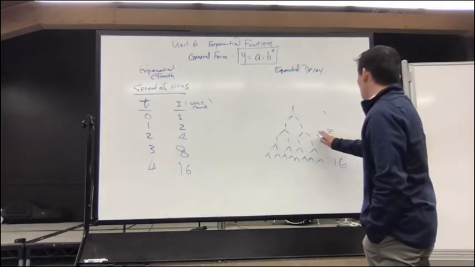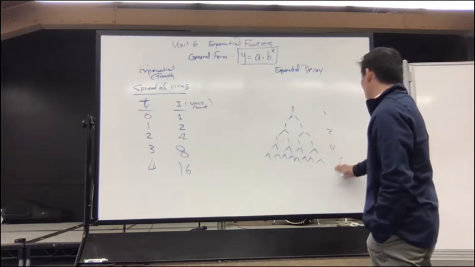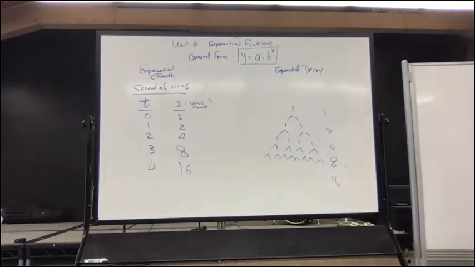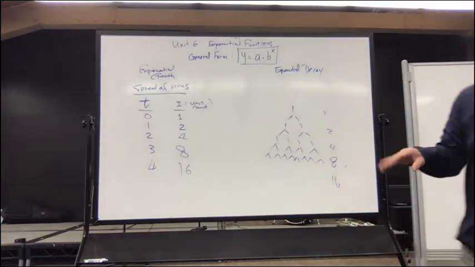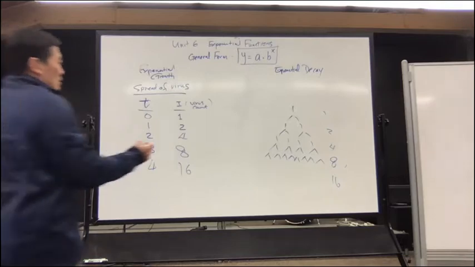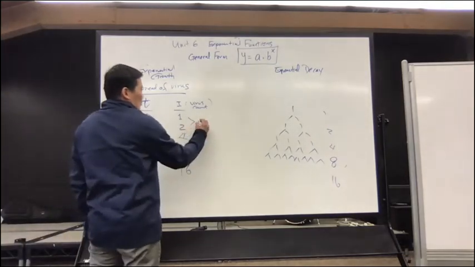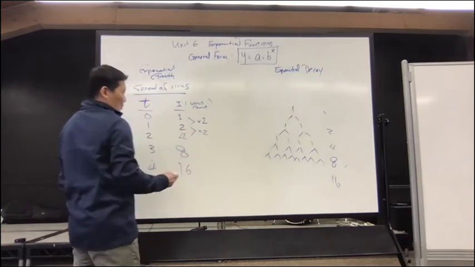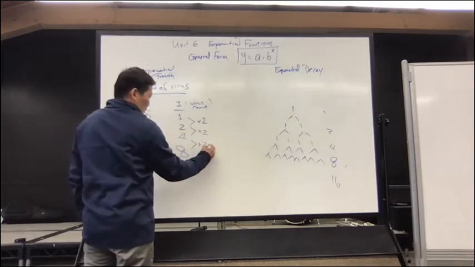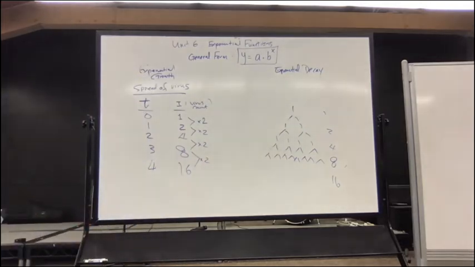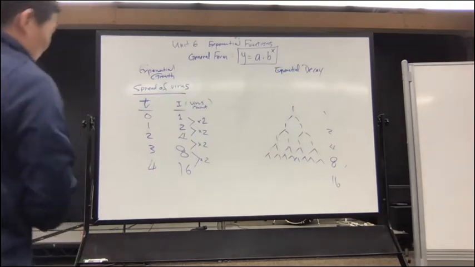1, 2, 4, 8, and then 16. Right? So it's a spread, and it's an exponential growth. Now, if you take a look at it, for every single number, it is multiplying by 2, right? 2 times 2 is 4, 4 times 2 is 8, 8 times 2 is 16. So you have this exponential growth.